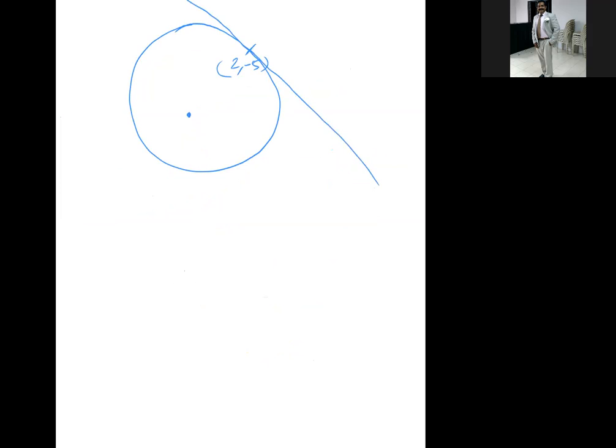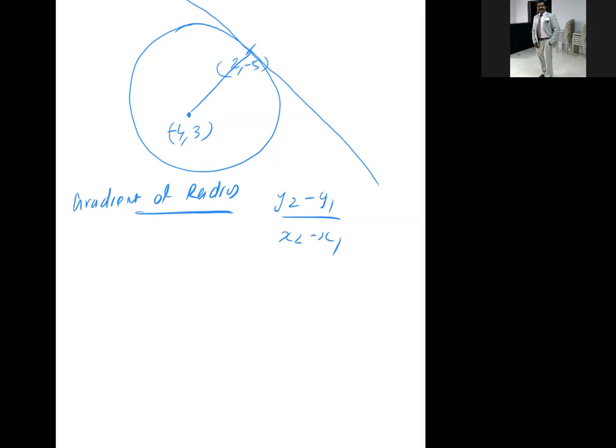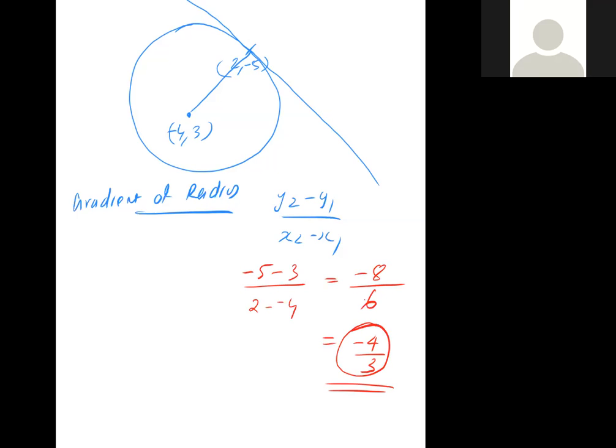So what is our center? Minus 4, 3. And you find the gradient of the radius. y2 minus y1 divided by x2 minus x1. y2 means minus 5 minus 3, divided by 2 minus minus 4, so minus 8 divided by 6. We are getting minus 4 by 3 as the gradient of the radius.